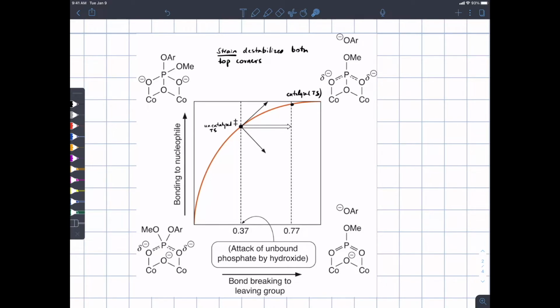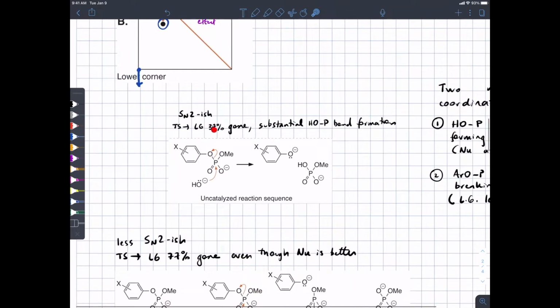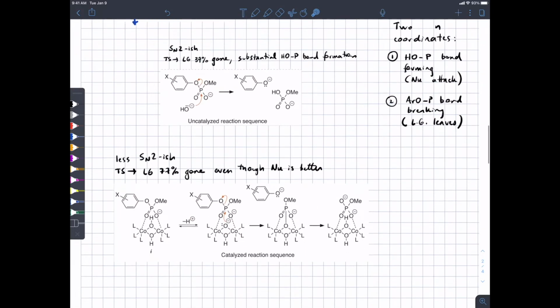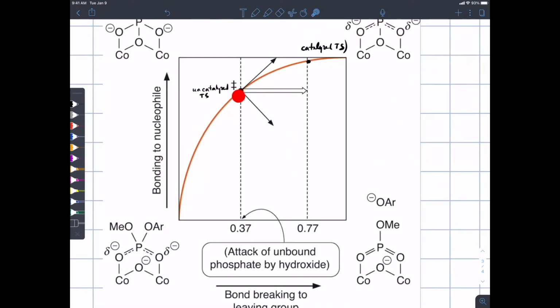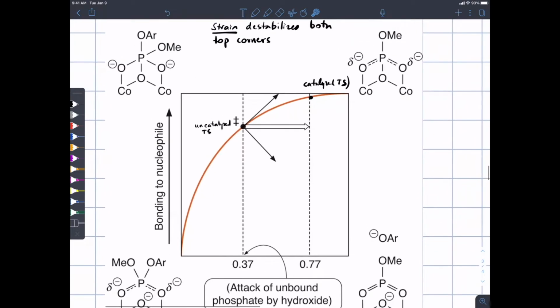One of the things they noticed in terms of the transition state for the catalyzed versus the uncatalyzed reaction, remember I told you for the uncatalyzed reaction, the leaving group was 37% gone, but there was still substantial nucleophile phosphorus bond formation. So that represents this dot. This is the uncatalyzed transition state. And there, leaving group is 37% gone, and nucleophile is quite a bit bound. In contrast, for the catalyzed reaction, they observed that the leaving group is 77% gone, and the oxygen phosphorus bond formation is almost 100% complete. How do they explain that?